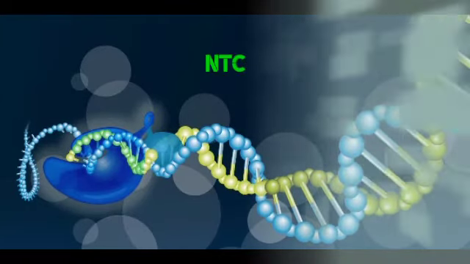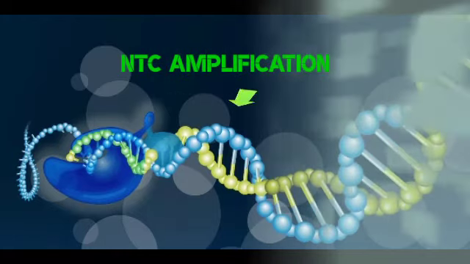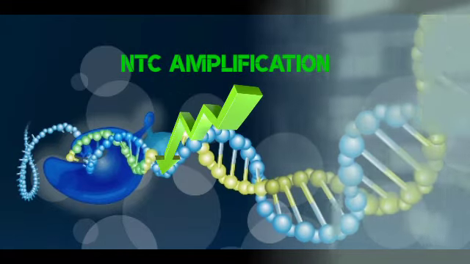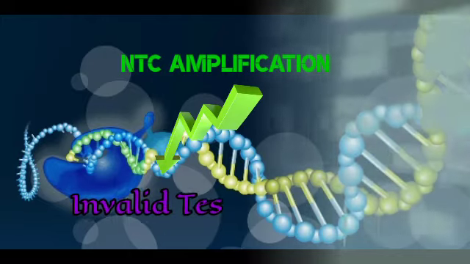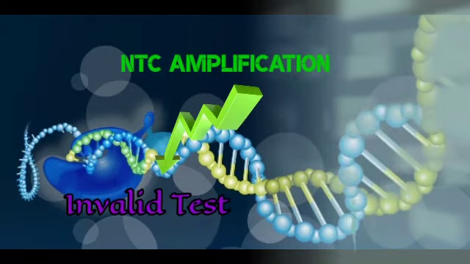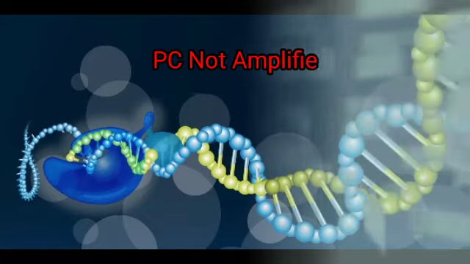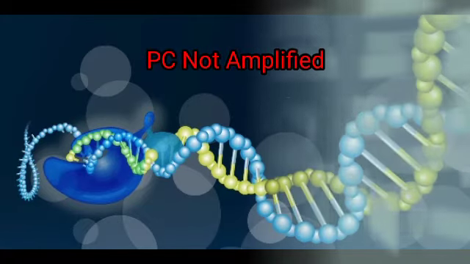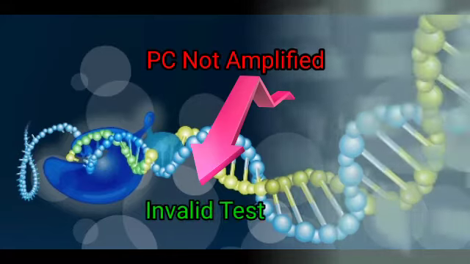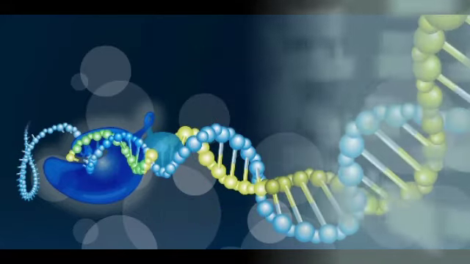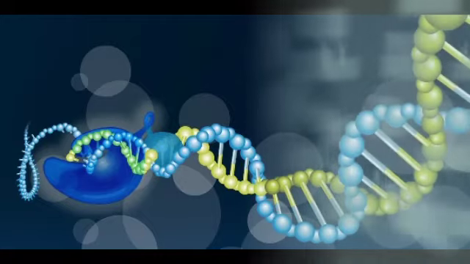In most cases, if the NTC is amplified, the test is classified as invalid and should be repeated. Whereas in cases where the PC, which should be amplified, is not amplified, it should be classified as an invalid test, the result should be discarded and a rerun should be carried out.